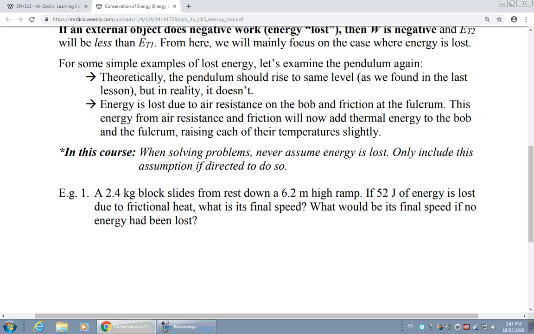In general, though, from now on, when you're solving problems, never assume that energy is being lost or that any new energy is being given from some other source. Only include this assumption if it specifically says so in the question. So in general, if it doesn't say anything about energy being lost or extra energy being gained, just assume that it's a regular conservation of energy question like we dealt with in note 4.